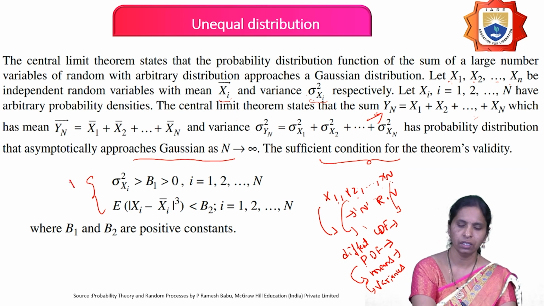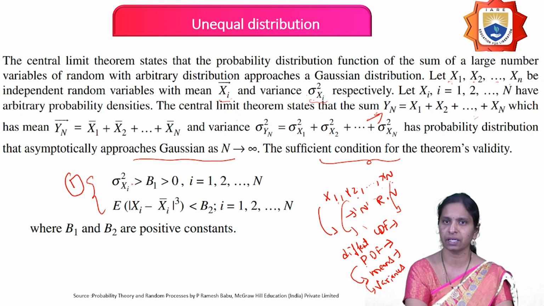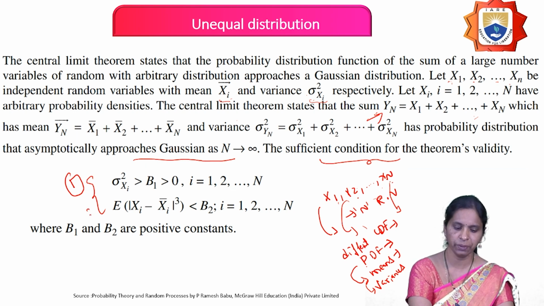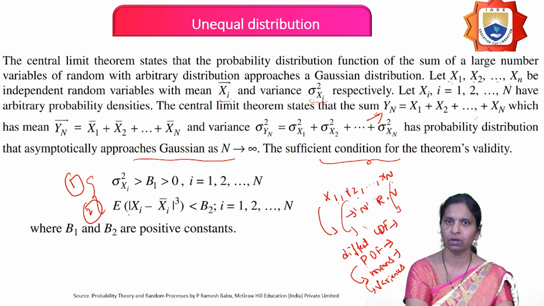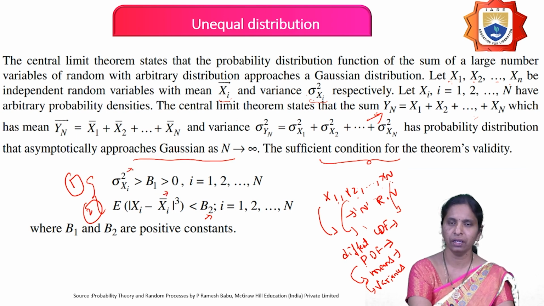What are the two conditions? The first condition states that the variance of the random variable xi, sigma xi square, is always greater than b1. What is b1 here? It is a positive constant. That is the first condition. And what is the second condition? The expectation of mod of xi minus xi bar whole cube is always less than b2. What is b2 here? A positive constant. And this represents the skew. The variance should be greater than some positive constant b1 and the skew should be less than some positive constant b2.